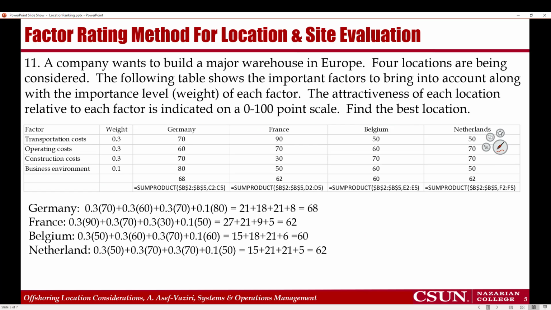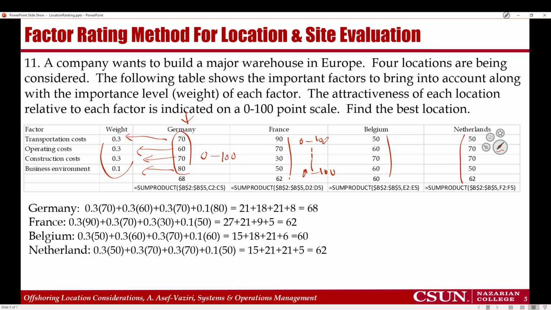And as we have learned in this course, the summation of weights should always be equal to 1. And then we have looked at each of these candidate locations with respect to each of these factors, and we have given them a score, for example, in this case, between 0 and 100. All factors are scored between 0 and 100, all the way 0 and 100.